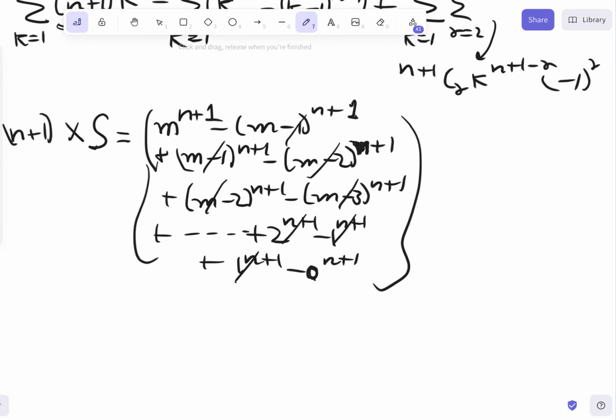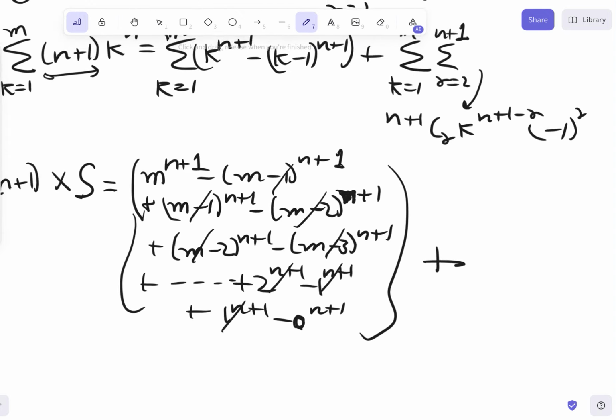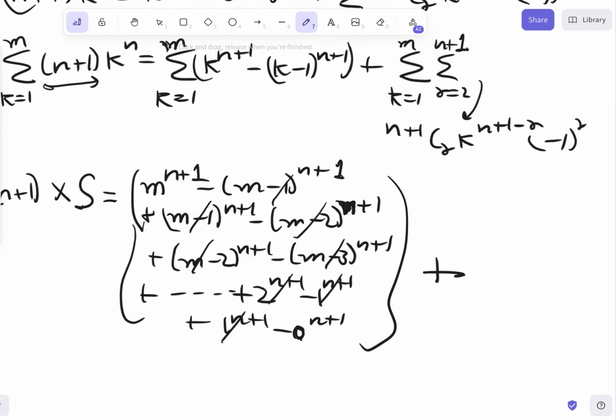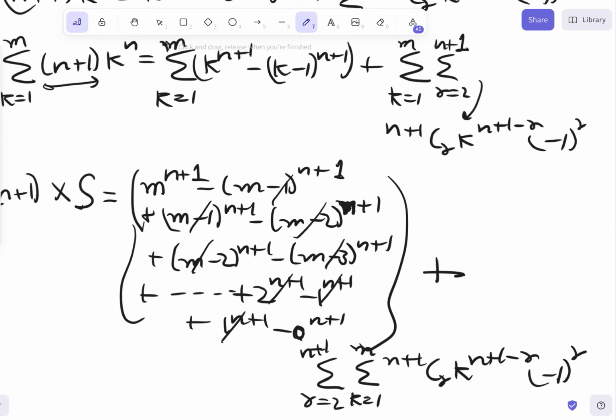Now let's see the second part of the summation. And since it is a double summation, we just reverse the double summation because it really doesn't make any difference, because we'll be ultimately summing the same thing just in different order. So r equals 2 to n plus 1, k equals 1 to m, n plus 1 cr k power n plus 1 minus r into minus 1 to the power r.